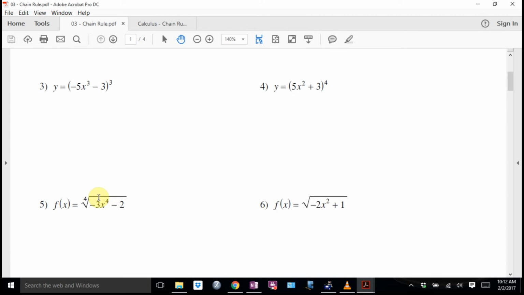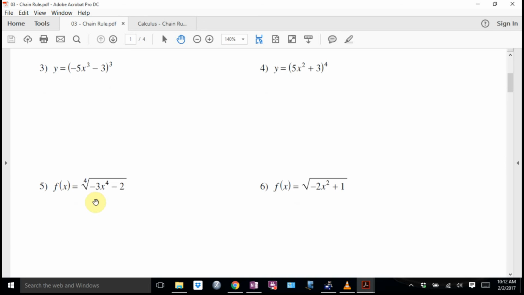Yeah, but I'll never do one with a square root, or a cube root, or a fourth root. I'll do a fourth root, which is the same thing. Okay? I won't ever do one like that. I'll show you what I mean.